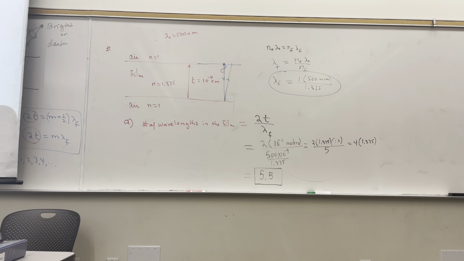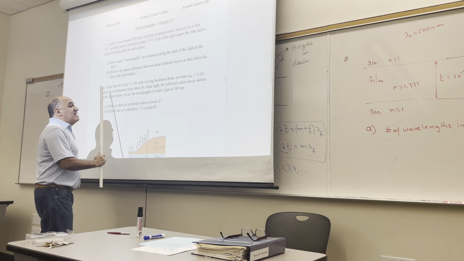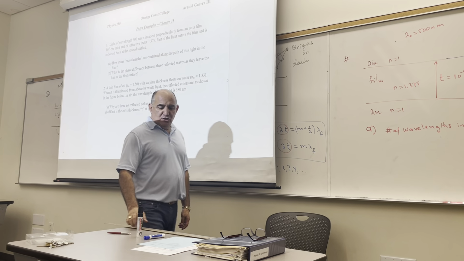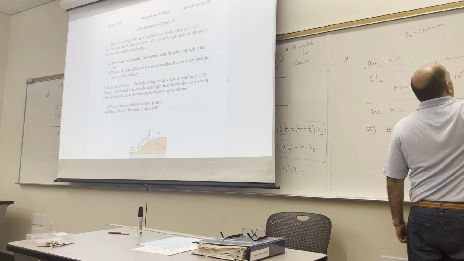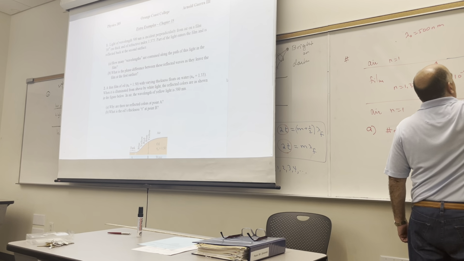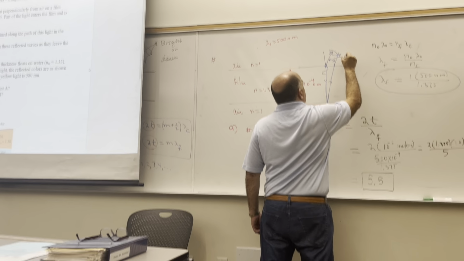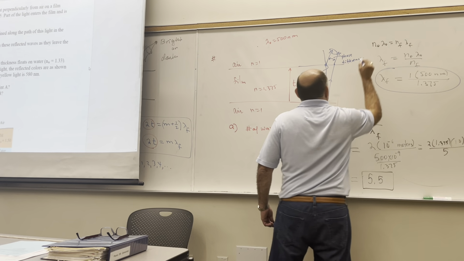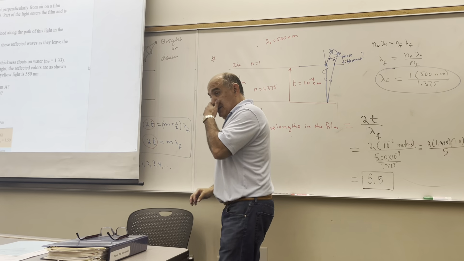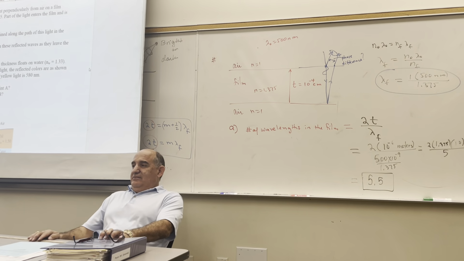Now, the next question, part B, says: what is the phase difference between these reflected waves as they leave the film at the first surface? So there was light coming in like this, and this one went that way. And then this one went through 2t, and then went that way. What's the phase difference between these two? So how do we answer that question? Any ideas?